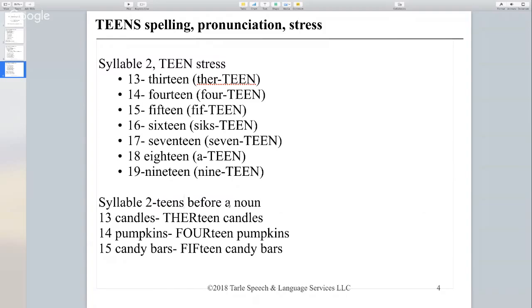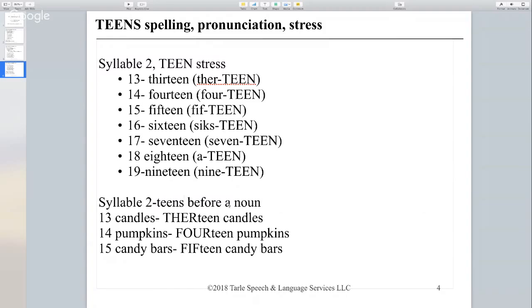So we're going to say 13 candles, 14 pumpkins, 15 candy bars. So I might say, can I have 13? And then follow up with, I have 13 candles. Can I buy 14? She has 14 pumpkins. And then last, give me 15. And then can I have 15 candy bars? So again, it's very subtle.